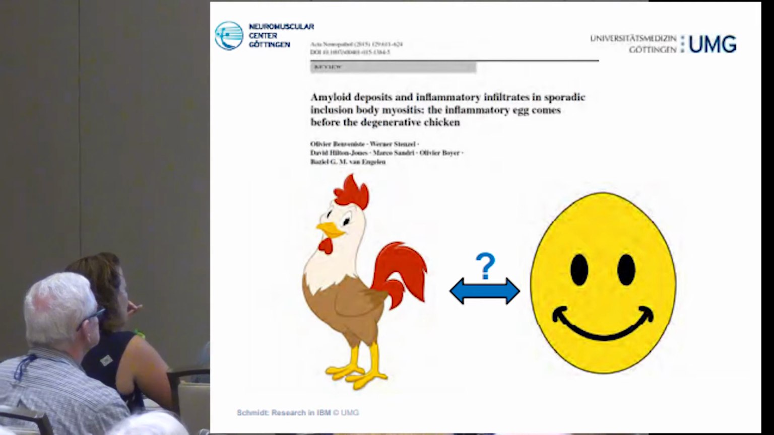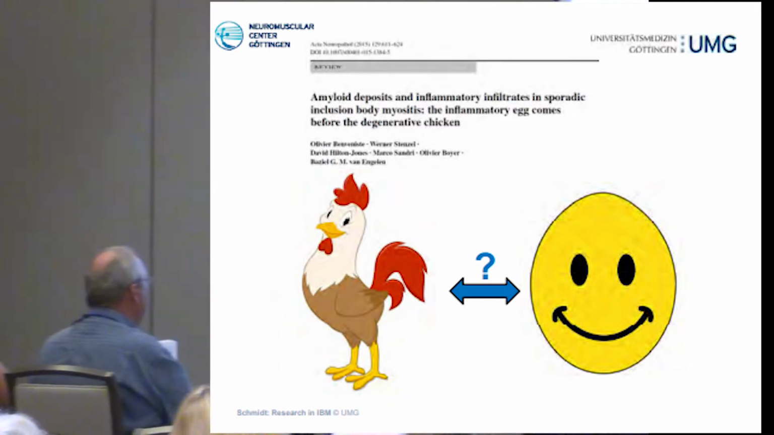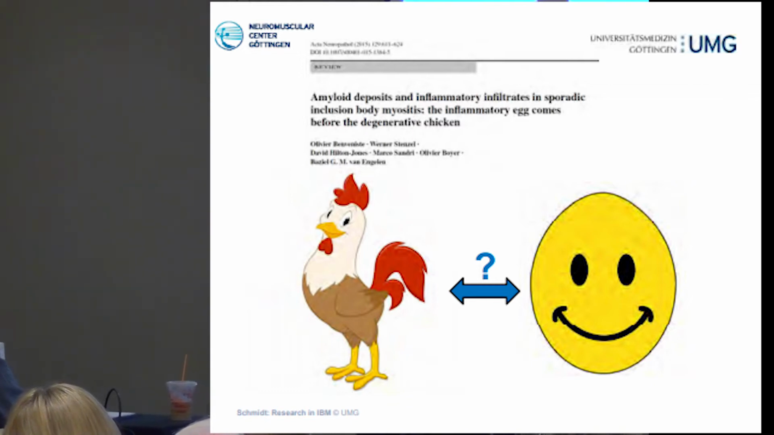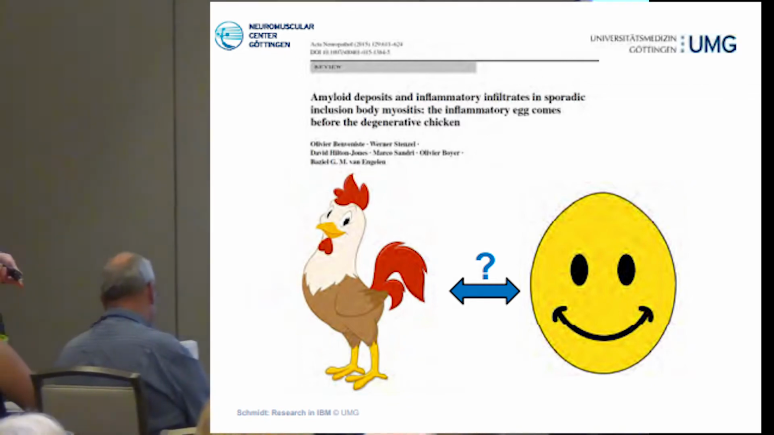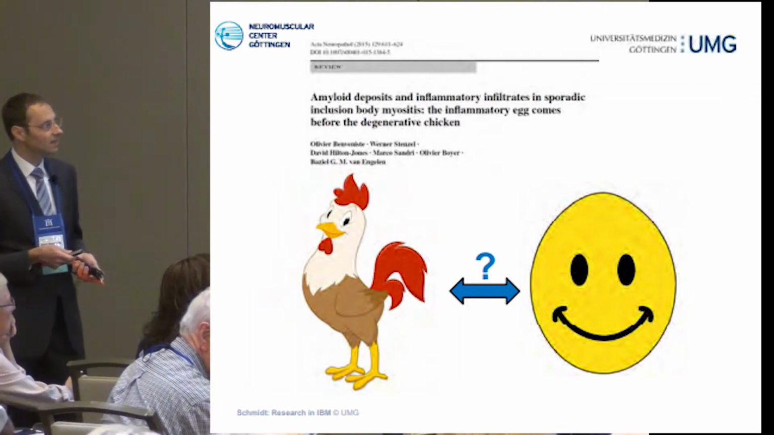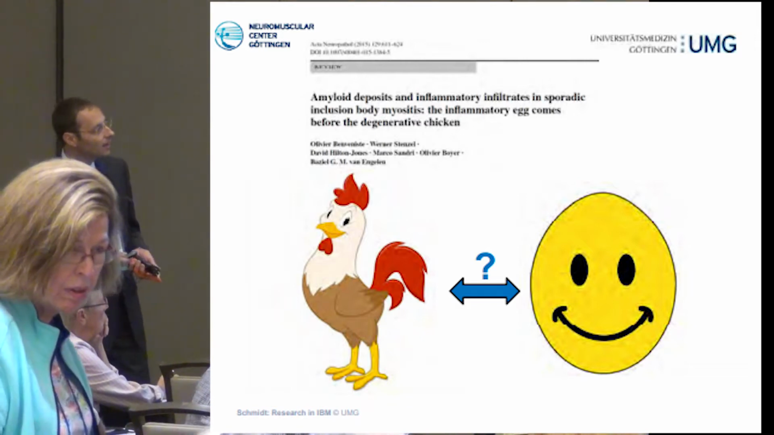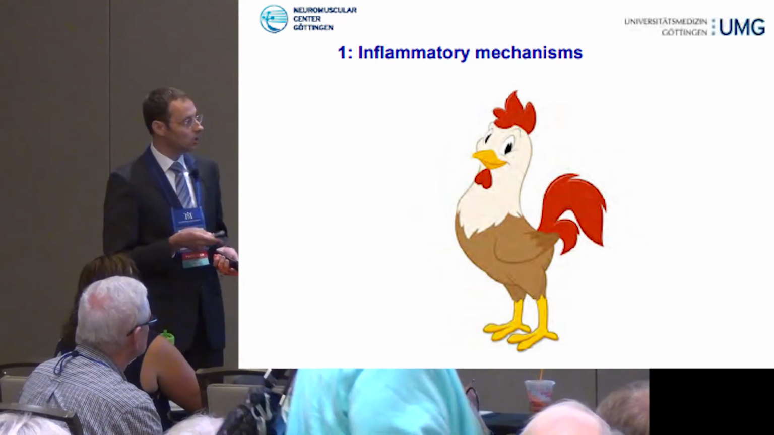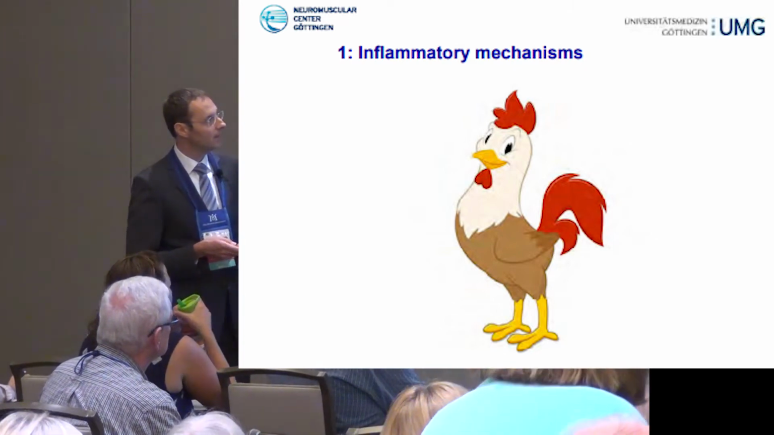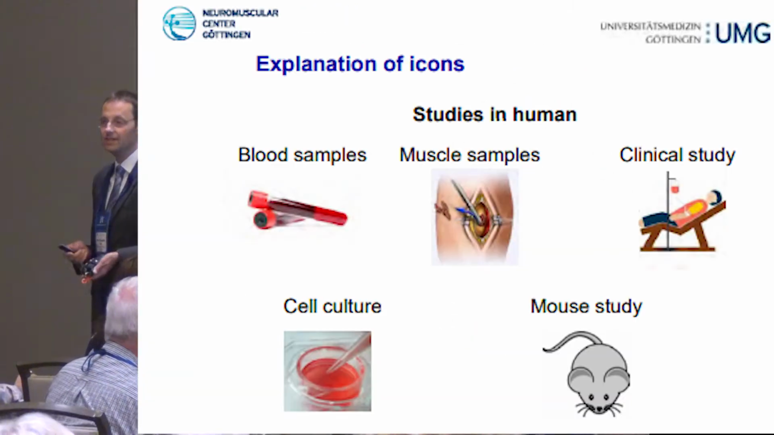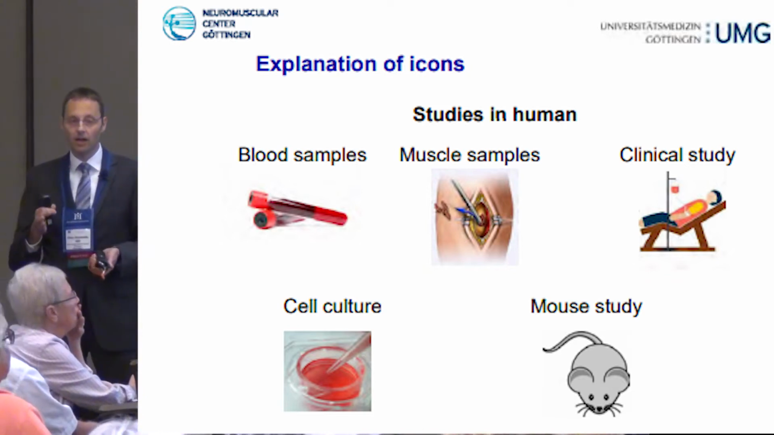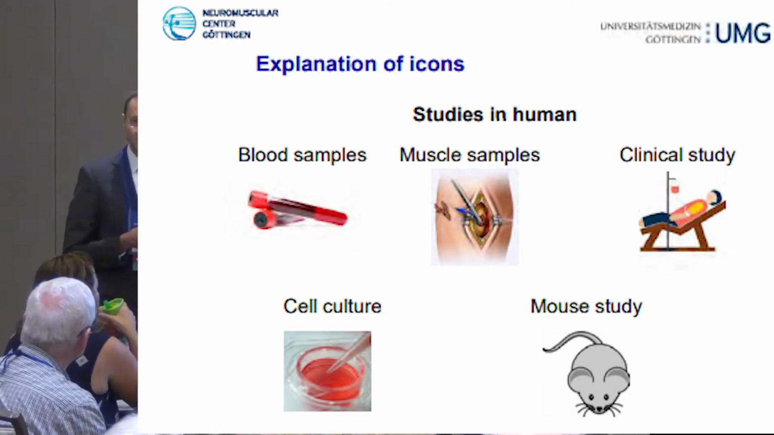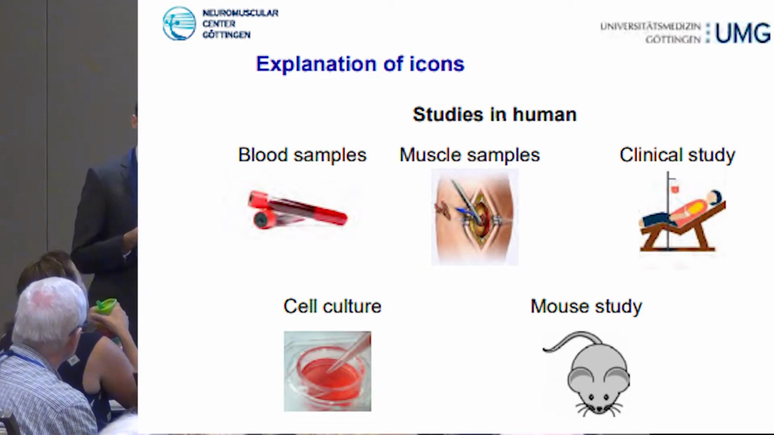Okay, so we have the inflammatory chicken, the degenerative egg, and we have a complex network of mechanisms connecting these two. So we will start with the chicken, with the inflammation. And before we go into details, I would like you to know of my coding of the slides to make it a little bit easier to digest, hopefully.